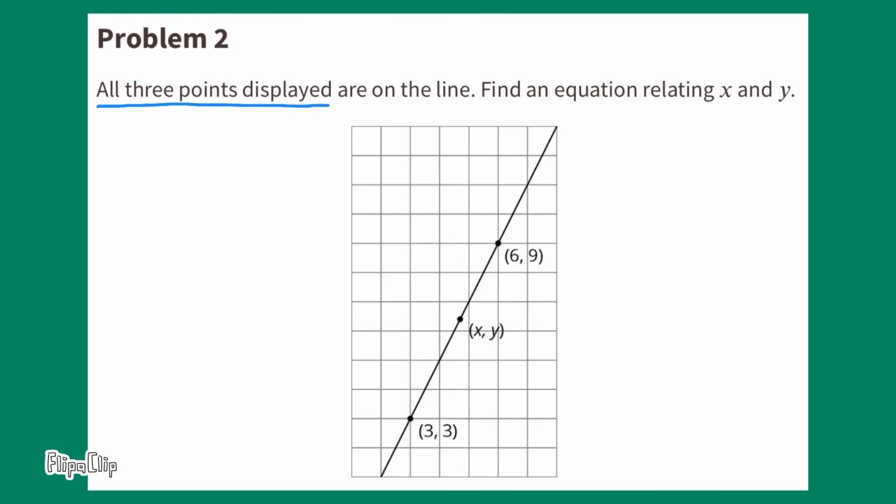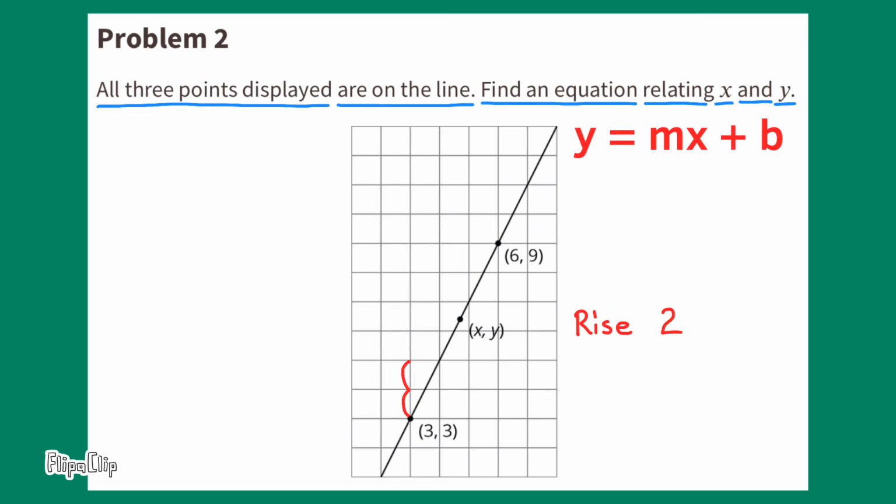Problem number 2. All 3 points displayed are on the line. Find an equation relating x and y. Again, I'll use the equation y equals mx plus b. I'll need to figure out the value for m, which is the slope of the line. With this graph and this line, it's pretty easy to use the rise over run method.